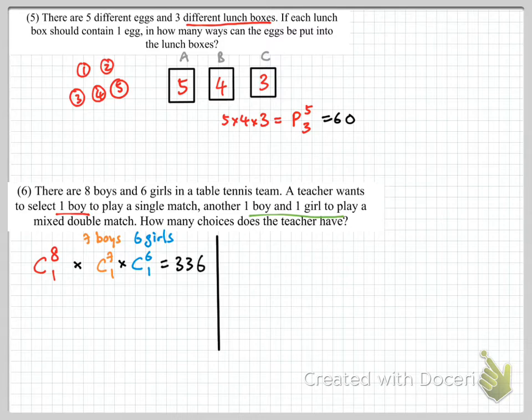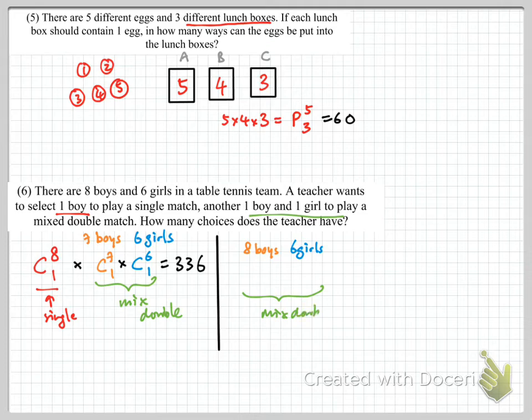Now on the other hand, you can do it in the reverse way. At the beginning, you can choose the mixed match first. You have 8 boys and 6 girls to choose from. You select the mixed double first, and then the single team. Alternatively, you consider the mixed double first. If you choose the boy and the girl for the mixed double, you have 8 boys to choose from, and then you have 6 girls. These are the number of ways you can select your mixed double team.